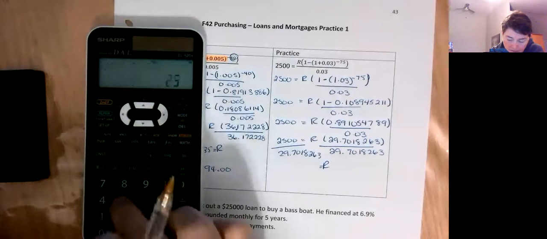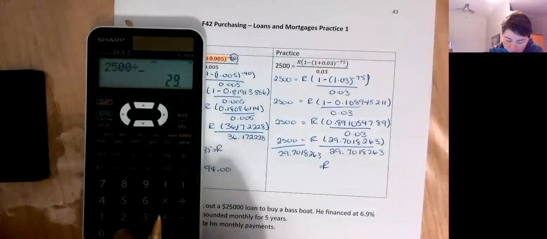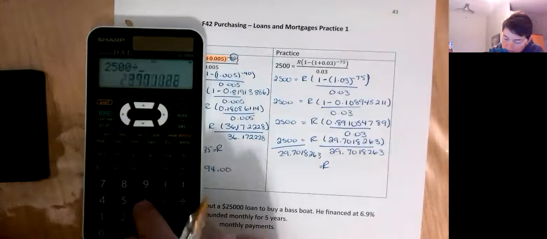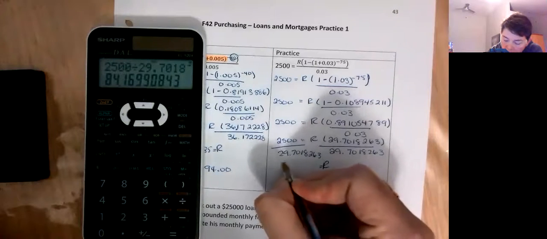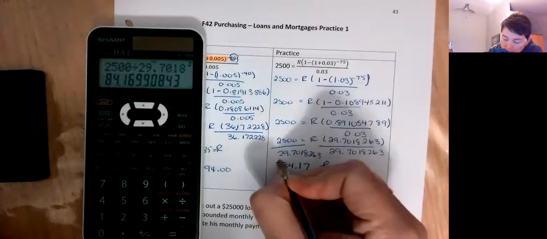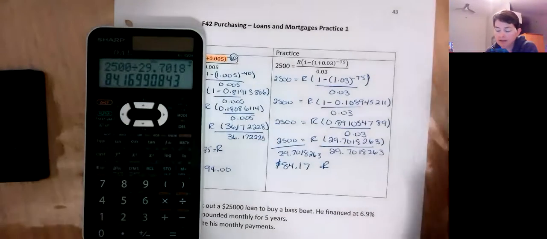So 2,500 divided by 29.7018263 is 84.17. All right, I'm just going to do a quick check. I'm going to take that.